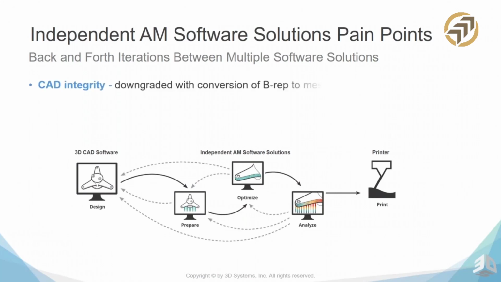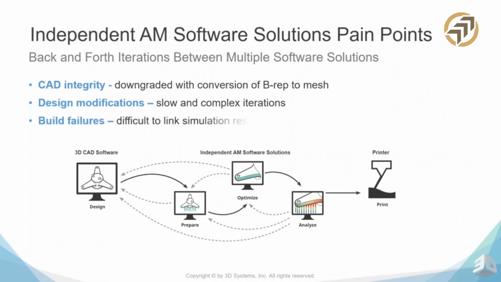So there is also a good potential for errors that you will have to spend a lot of time to fix. CAD integrity, for example, is downgraded with the conversion of BREP to mesh when you move from one solution to another or from one function to another. Second is the slow and complex process that you need to go through in case some design modifications are needed, you need to apply to the model, which is of course a very common scenario in development environment. In many cases, you simply need to start the entire process from scratch. And third is the lack of common environment, which makes it very difficult to link between simulation results, for example, to corrective actions to handle the issues that are predicted.